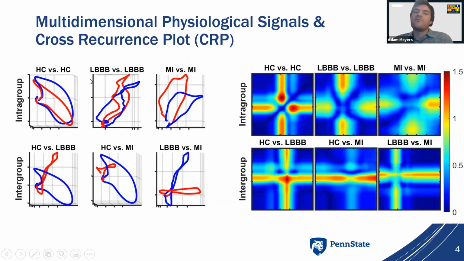Here are 12 examples of 3-lead VCG. My data consists of 93 patients comprised of 3 groups, with 31 patients each. The 3 groups are healthy control, represented by HC, left bundle branch block, LBBB, and myocardial infarction, represented by MI. The top row shows the intragroup comparisons, comparing VCG signals between 2 patients within the same group. The bottom row, the intergroup comparisons, compares 2 VCG signals from different groups.